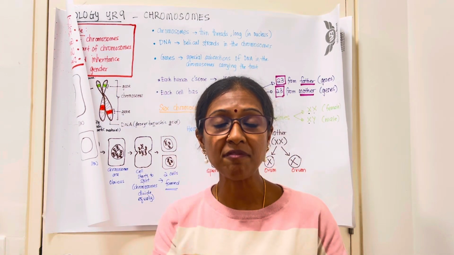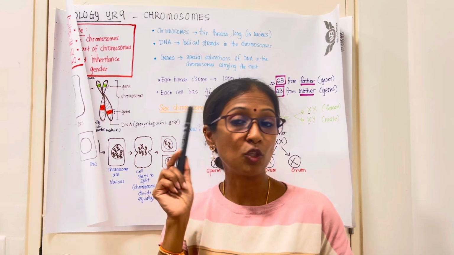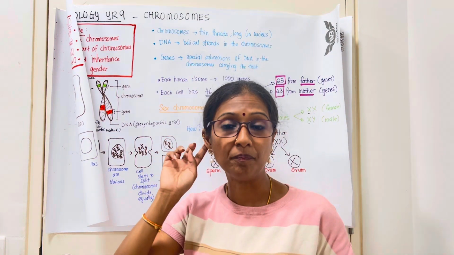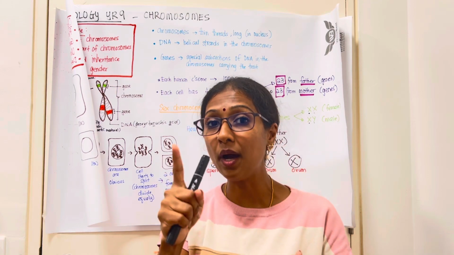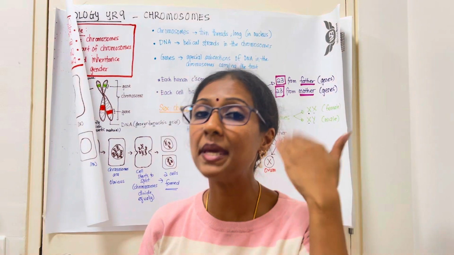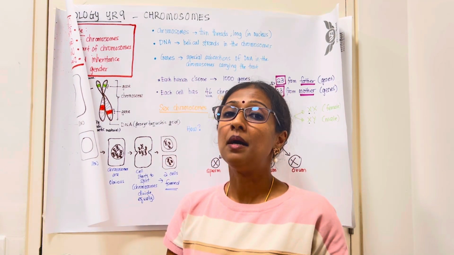If you have the sex chromosome of XX, you are a female. Good. If you have the sex chromosome of X and Y, that would make you a male. Very good. I hope you have answered it as I'm talking, and I hope you're clear.